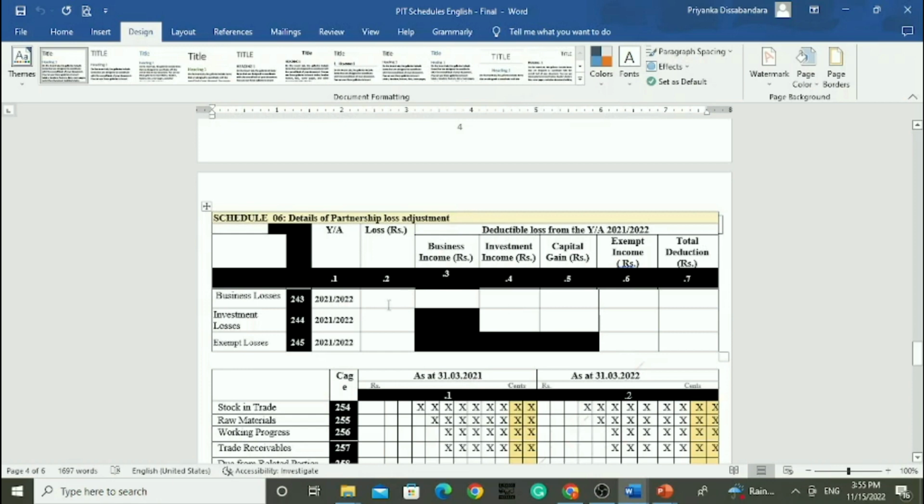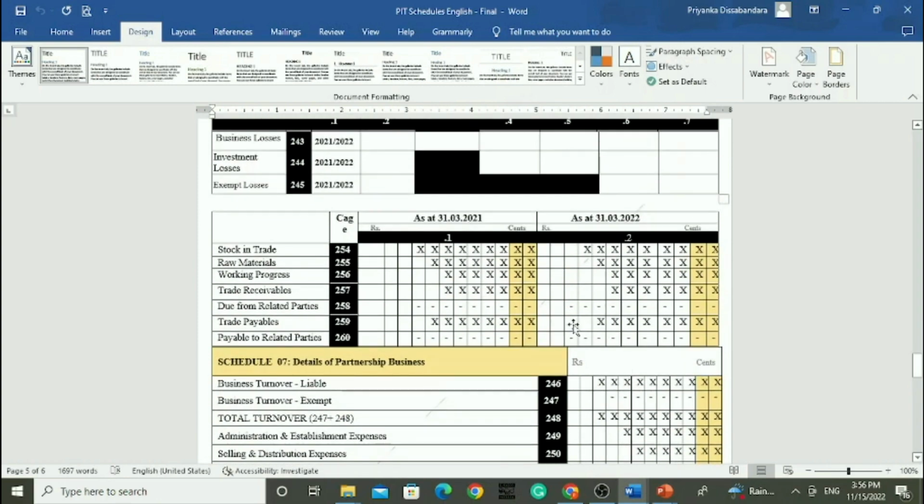Then they can deduct their losses from business income, investment income, capital gain or exempt amounts. If they have a business loss, they can deduct it from business income, investment income, capital gain income or exempt income. If they have investment losses, they can deduct them only from business investment income or capital gain income. If they have exempt losses, they can deduct those losses only from the exempt income.